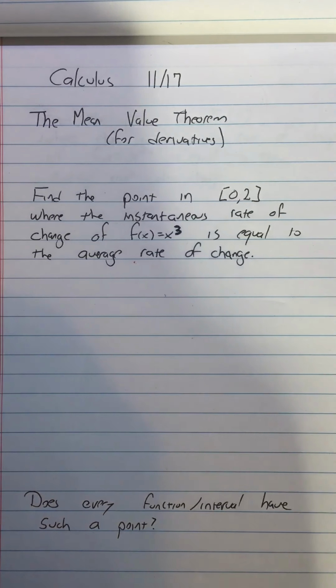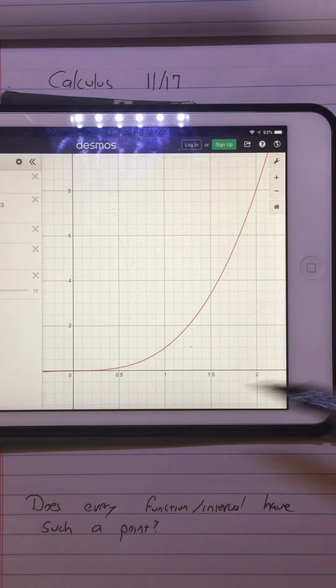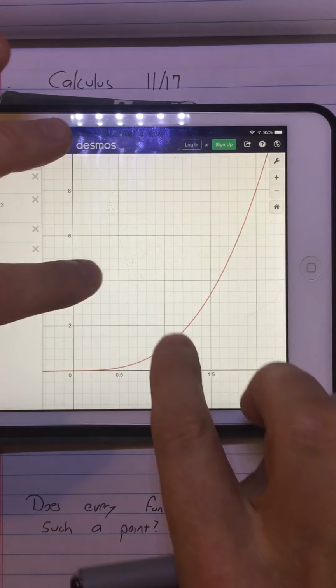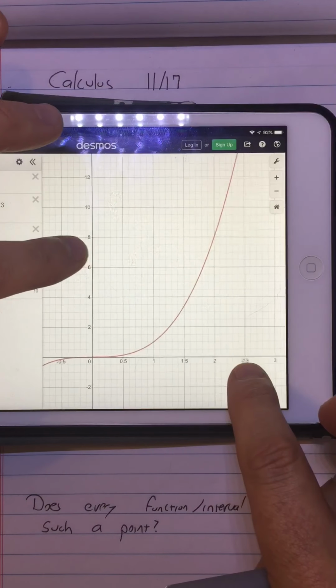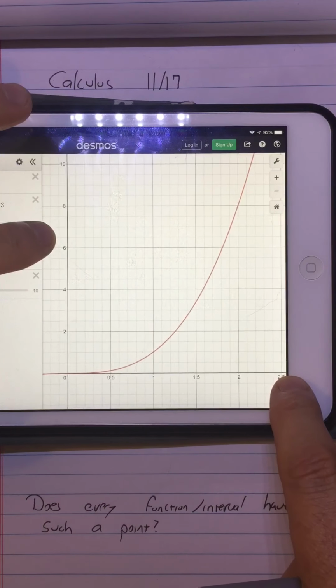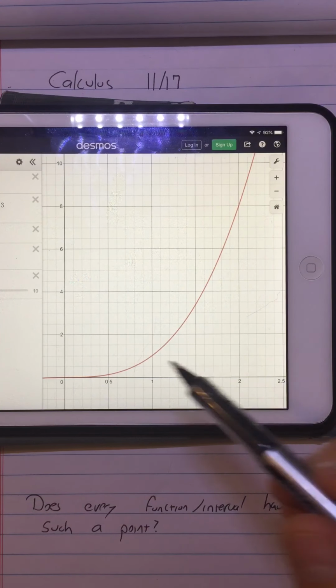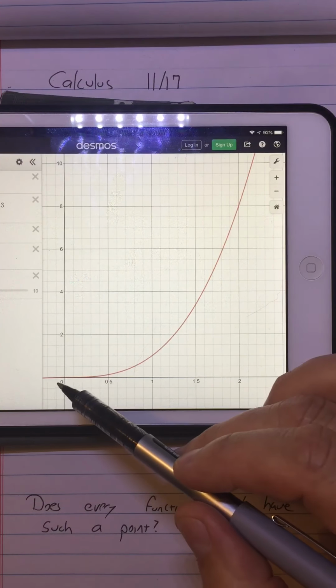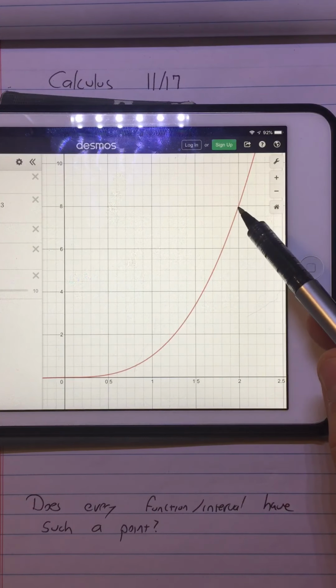So I think I can look at a picture. So here's y equals x cubed. Now I've zoomed in, so of course we can zoom out and that's what x cubed looks like. But I've zoomed in so that I can really just see the interval from 0 to 2. Now somewhere in here, the average rate of change means the slope of the line connecting the point 0, 0 to the point 2, 8.